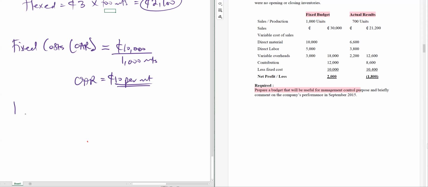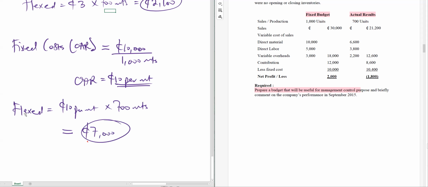So what becomes the flex? Now we know how many units are we producing actually? 700. So our fixed costs will now become 7,000 cedis.